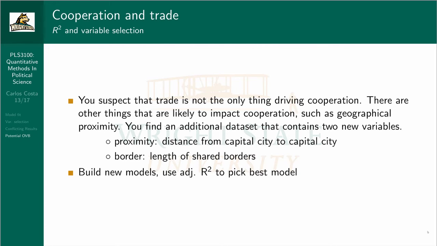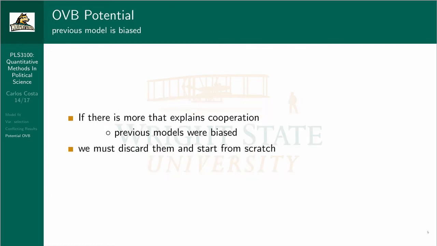You find an additional data set that contains two new variables. One variable is called proximity, and it measures the distance from one capital city to another capital city. The other variable is called border, and it basically measures the length of shared borders between two countries. Now you have to build new models and use the adjusted R-squared to identify which model you're going to pick.